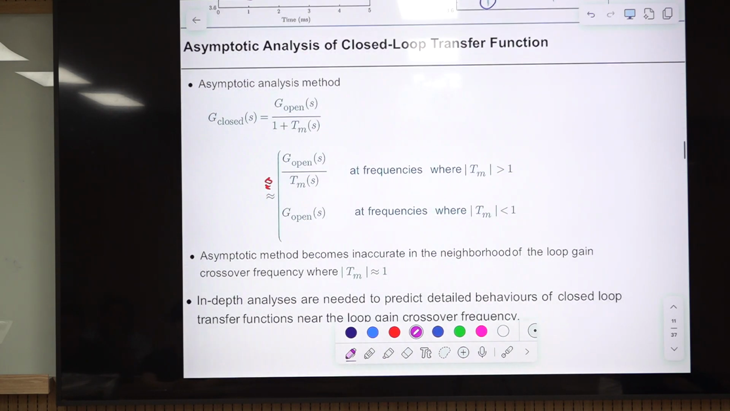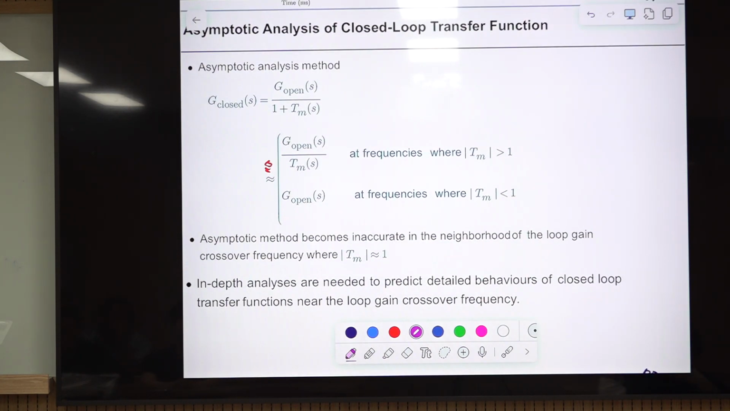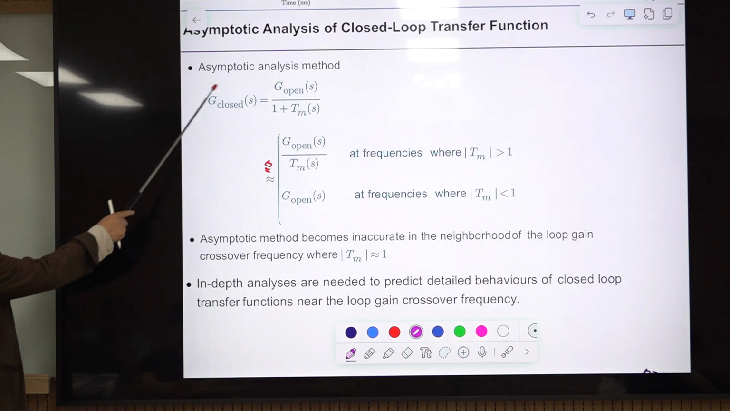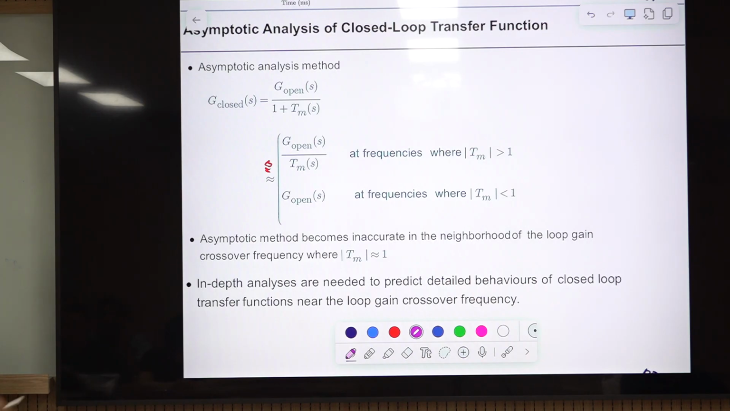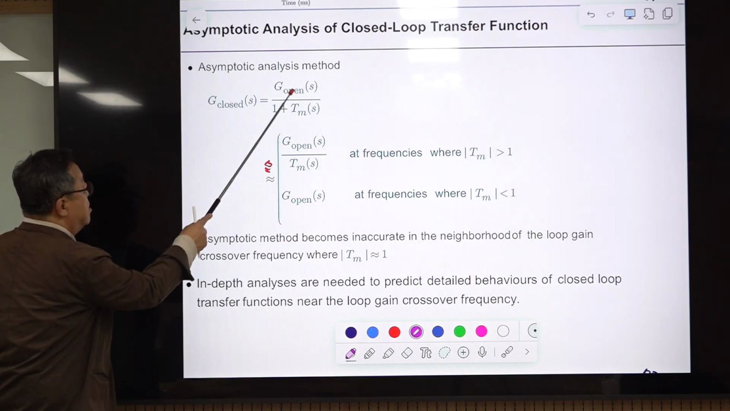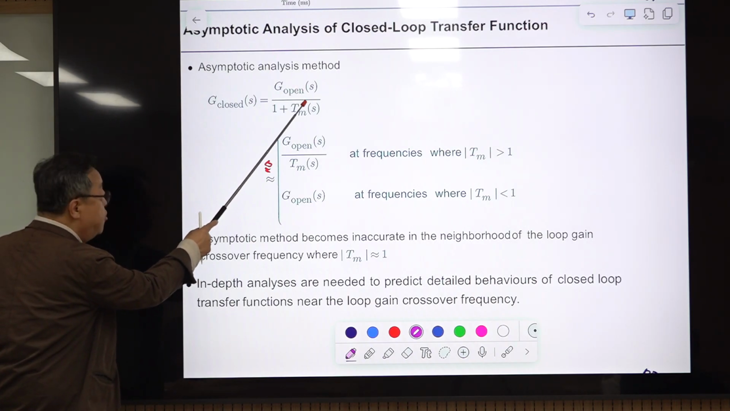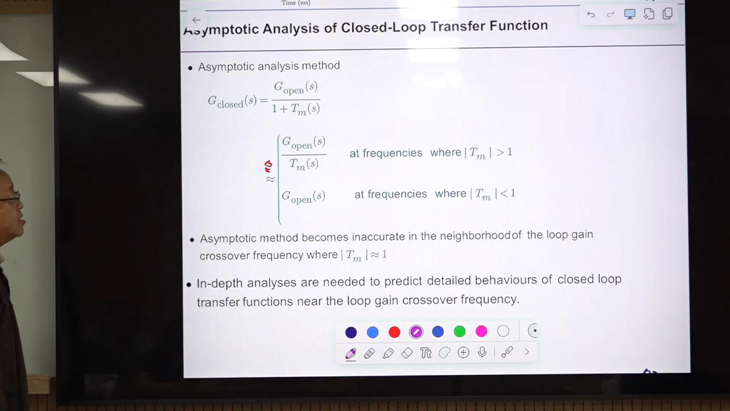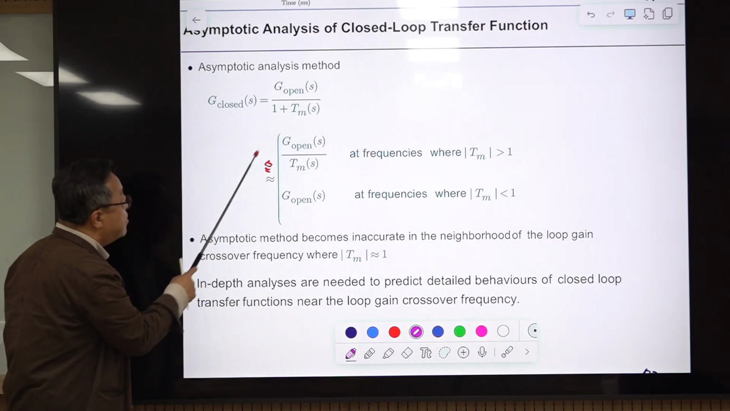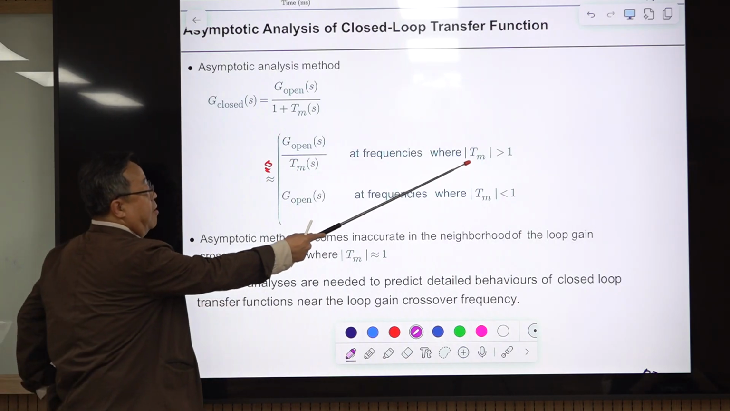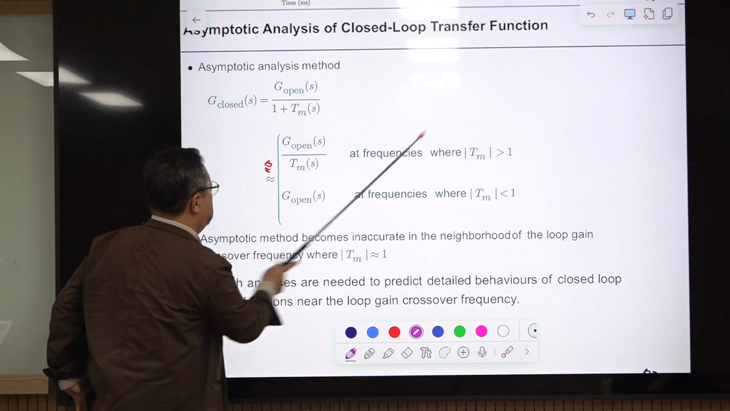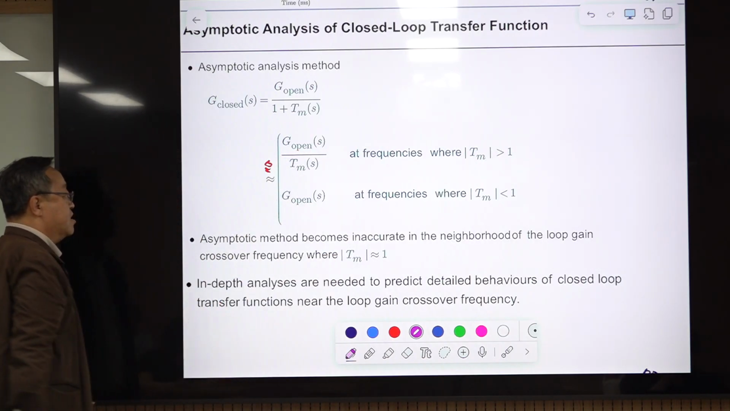Okay, so this is the general case. In general, our asymptotic analysis method is this closed loop transfer function. In the previous case, it was output impedance, the open loop load current to output transfer function divided by 1 plus T(s). And we are using this. We define this. It's not an approximation. We have a new definition. When T, the magnitude of the loop gain, is larger than unity, we take this. Otherwise, we take this. Okay.